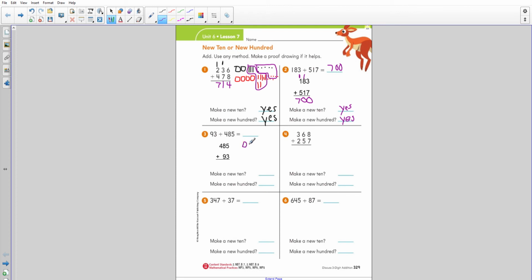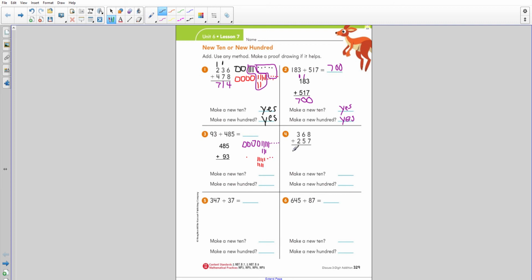So here's 100, 200, 300, 400, 10, 20, 30, 40, 50, 60, 70, 80, 81, 82, 83, 84, and 85. Now I'm going to switch colors here for my next number of 93. Do I have any hundreds? No, because there's none there. So I'm going to have 10, 20, 30, 40, 50, 60, 70, 80, 90, 91, 92, 93.